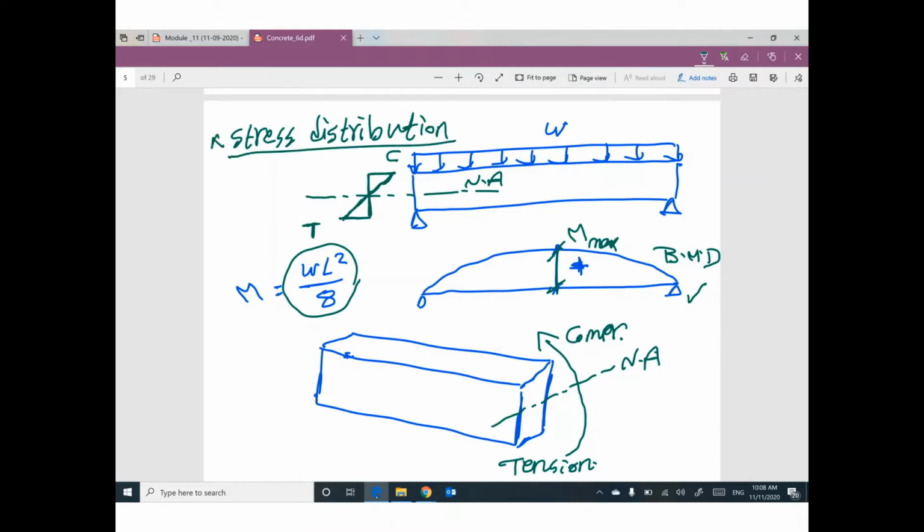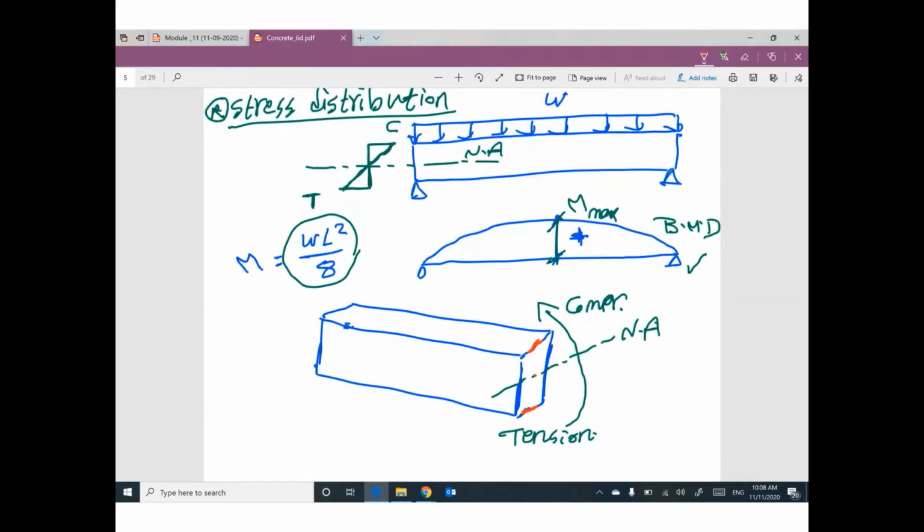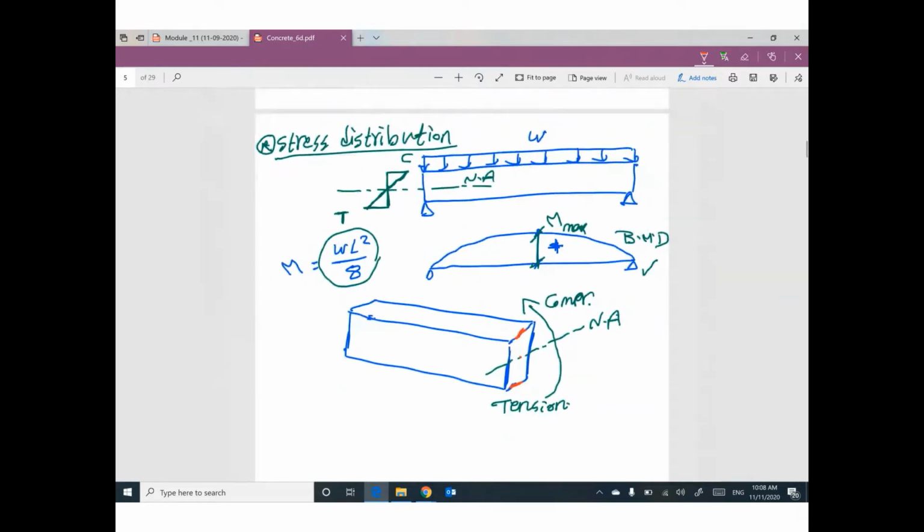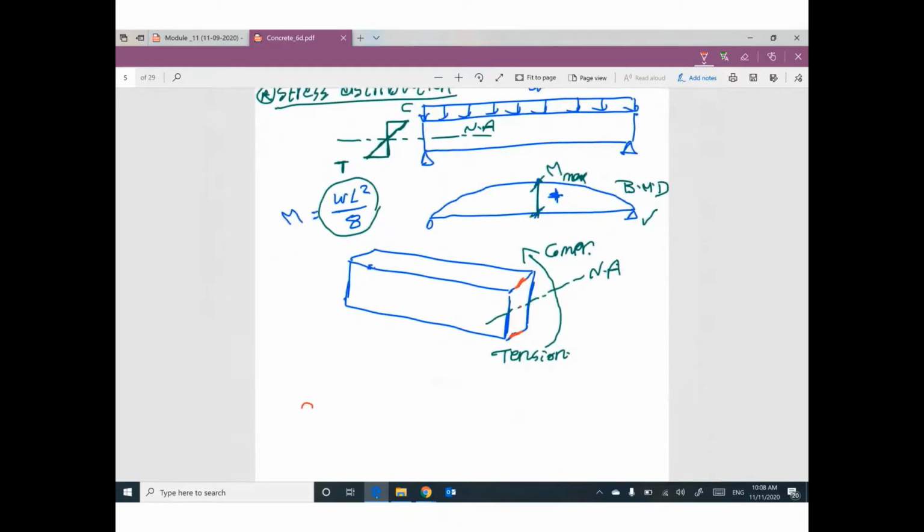Stress distribution. I'm talking about plain concrete without reinforcement. I'm talking about concrete. We have no cracking. We have tension. We have compression. We have in between something called neutral axis. From strength of material, you learned that this stress equal M times Y divide I.